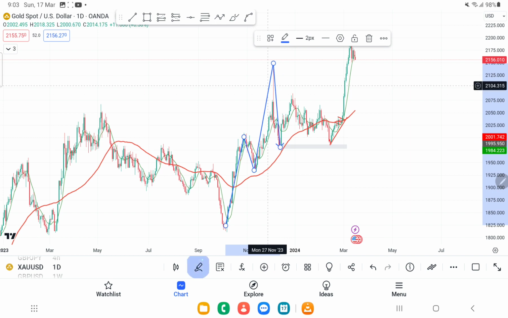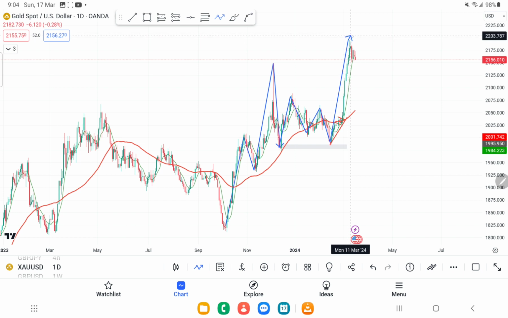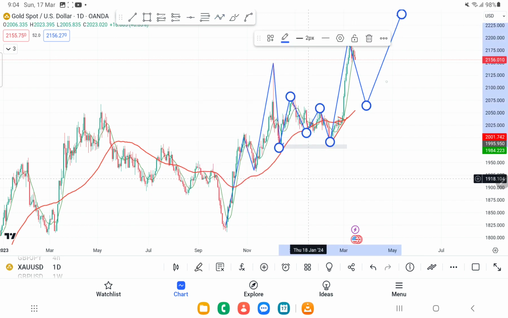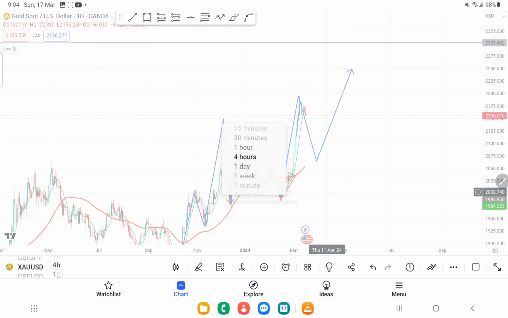Then we had it push back into the range. Then it kind of consolidated for a while before we finally had a push to the upside to create a new all-time high. So what we're expecting gold to do is to push down before we see a potential push to the upside. So what we'll be looking out for this week is more sell opportunities. So let's go down to the 4-hour time frame.